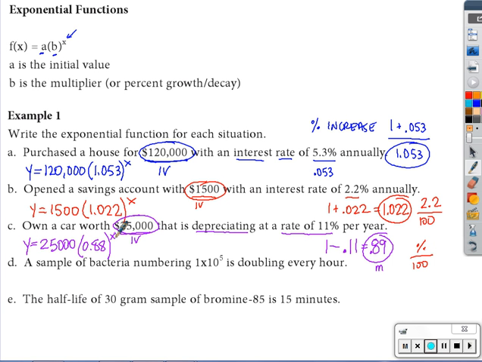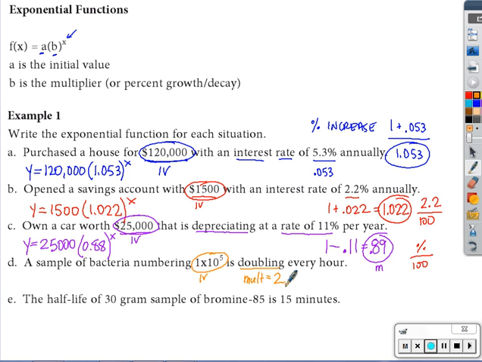Letter D, a sample of bacteria numbering 1 times 10 to the 5th is doubling every hour. So the wording here is a little bit different. We're talking about a sample of bacteria numbering 1 times 10 to the 5th. That's scientific notation. You can leave it in scientific notation if you'd like, or you can move the decimal 5 times and write it as a number. But this would be the initial value because that's how much. Now, what is happening to it? It is doubling. So we're using some word recognition here. If it is doubling every hour, then that means our multiplier is going to be times 2.